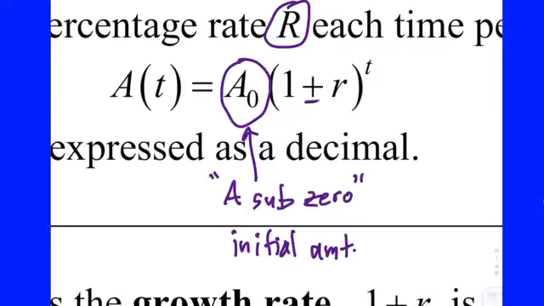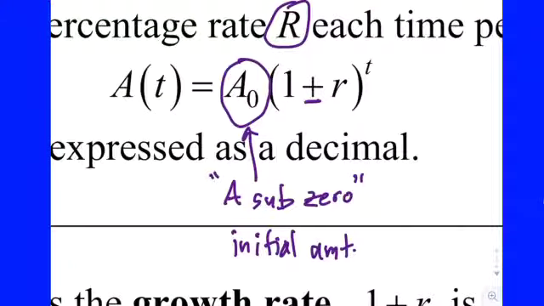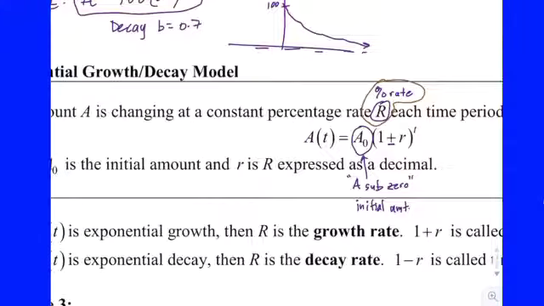We should add a little sign right here. It could also be 1 minus R. And some of y'all over there had the minus. So it's going to be 1, which represents 100%, and then plus or minus little r. What do you think little r is compared to big R? Big brother, little brother? If big R is the percentage rate, little r is nothing more than big R expressed as a decimal, right?